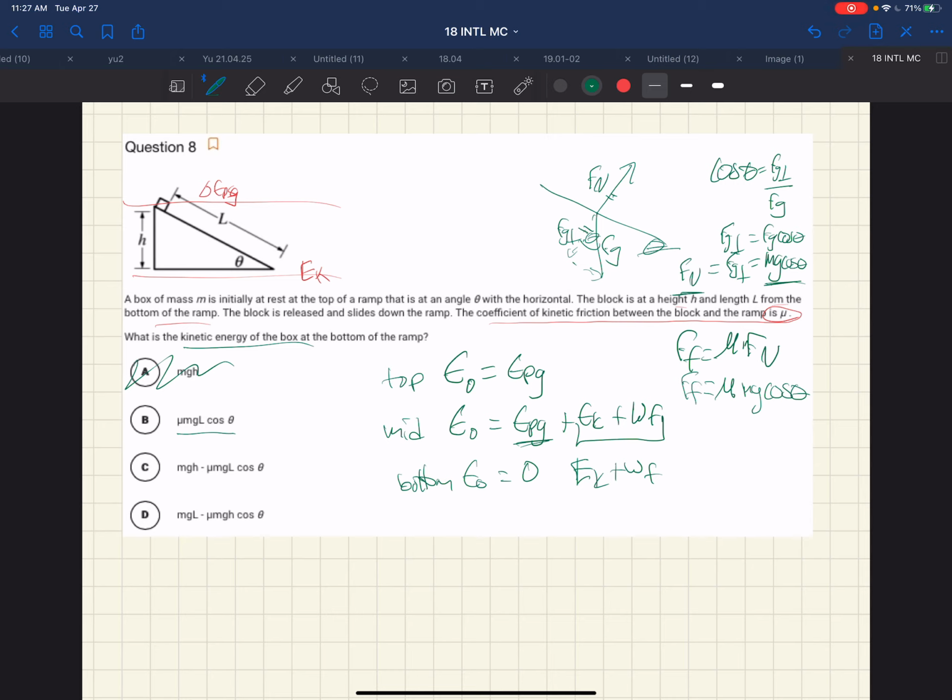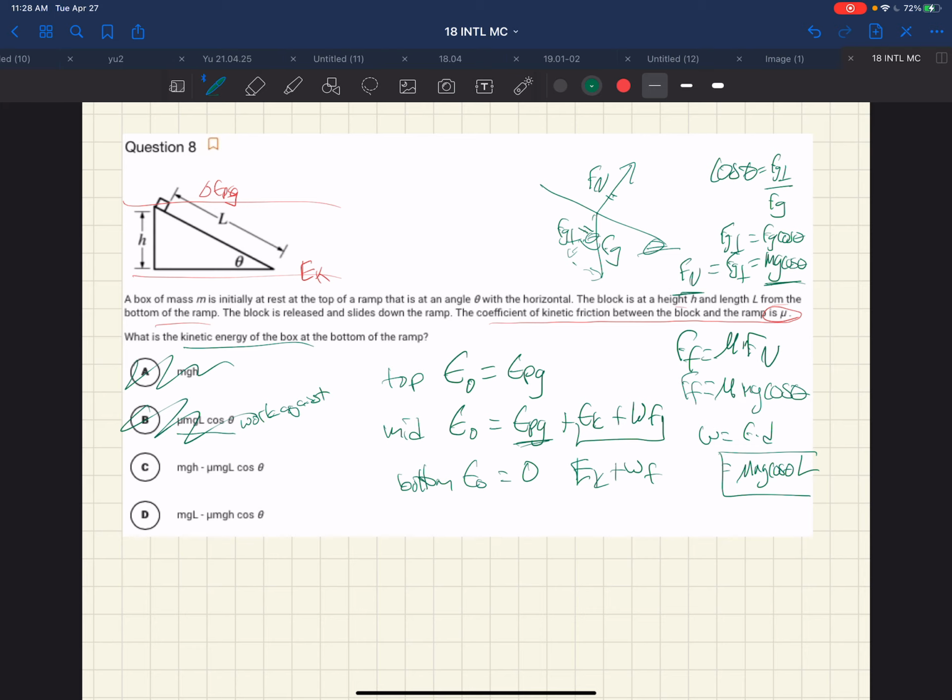And the work done is going to be force times distance. So the force is mu mg cosine theta, and the distance it travels is L. So that is the work done against friction. And if we look at mu mg cosine theta L, this is simply the work against friction. Well, that doesn't make sense as the kinetic energy, because the gravitational potential energy is converted to kinetic, except that which is converted to frictional. So that is not the kinetic energy at the bottom.